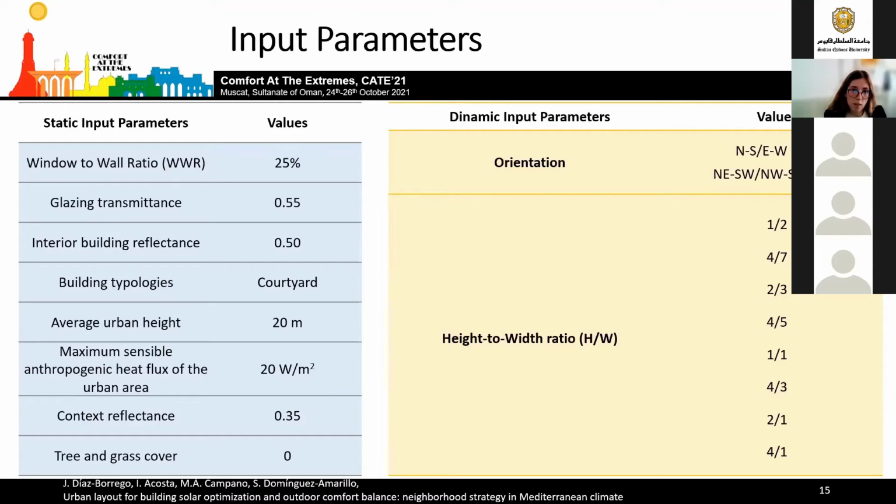Two orientations have been considered, taking 0 as the north, south, east, west orientation of the urban block, and 45 as the northeast, southwest, northwest, southeast block orientation. In addition, street widths were considered, generating different urban canyon proportions in the range of 4 to 1/2 height-to-width ratio.